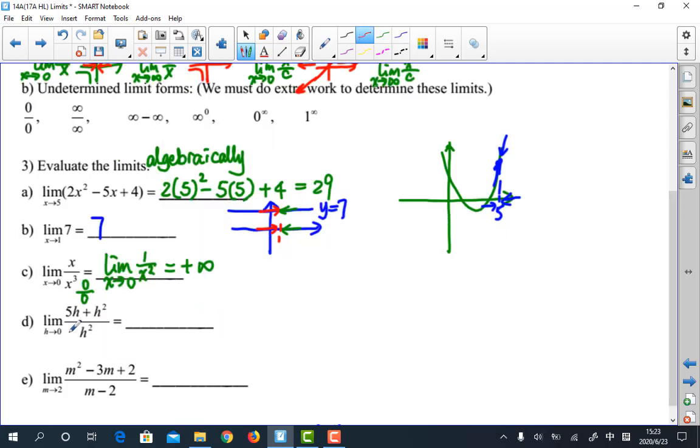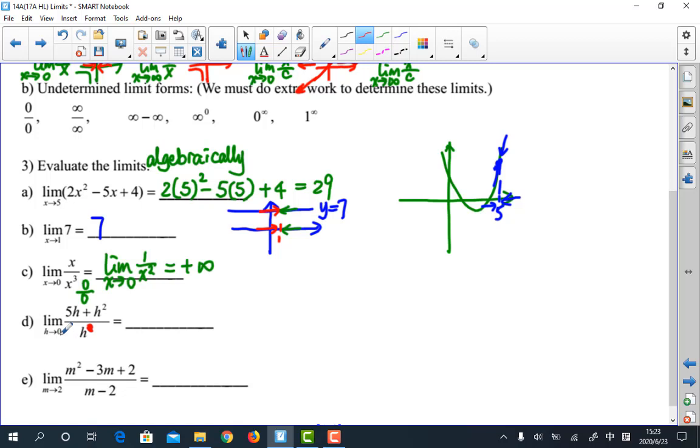Right now, let's look at D. There is a typo in the denominator. It should not be h squared. It should be h. So delete the square in the denominator. So we actually are looking for the limit of 5h plus h squared over h when h approaches 0. How can we find its limit?